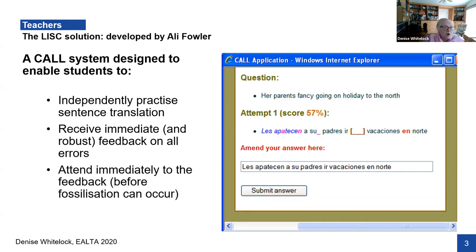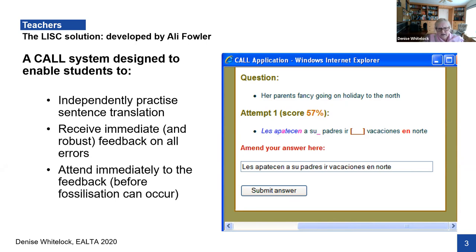So let's start with some early work in AI. This was Ali Fowler's work. She was at the University of Kent at the time. And she built this CAL system for the languages staff. And as you're all aware, we can have very large classes. So here there were 400 students on a first year course learning Spanish. And they had two tutors who couldn't respond quickly enough to the exercises and work they were doing. And so she built this system, a very early form, very early on in our work.